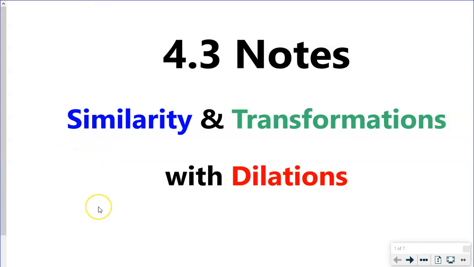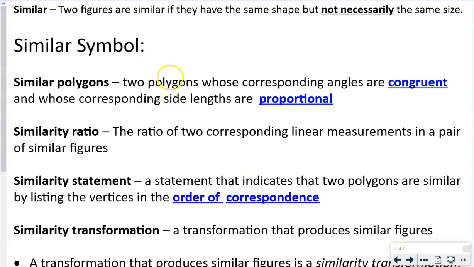So in this lesson today, we're going to talk about what is similarity, and we're going to talk about transformations with dilations, okay? The term similar means that two figures are similar if they have the same shape, but they're not necessarily the same size. And the similar symbol looks like this. It's kind of like the top part of the congruent symbol, only it doesn't have the equal sign underneath it. So similar polygons are two polygons whose corresponding angles are congruent and whose corresponding side lengths are proportional.